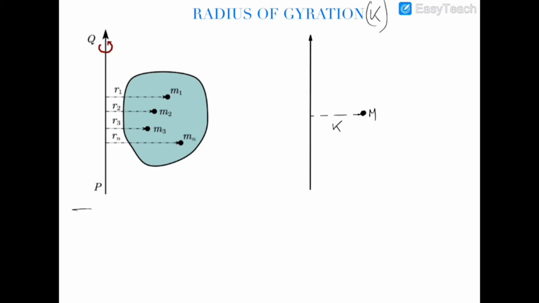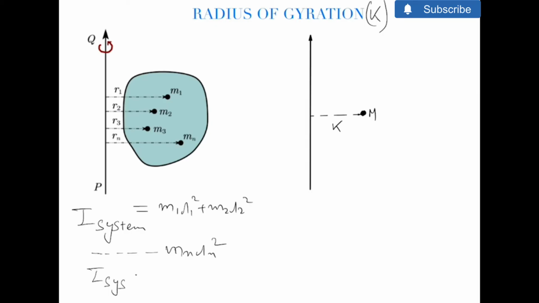So if we find out the moment of inertia of the system about the same axis, then it would be m1 r1 square plus m2 r2 square, and this is up to mn rn square. So I can say that the moment of inertia of this system will be I equal to summation i equal to 1 to n of m_i r_i square. So this is the moment of inertia of this system.